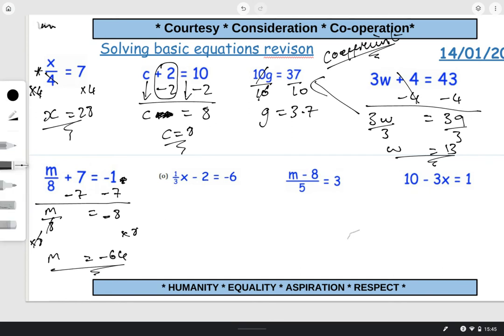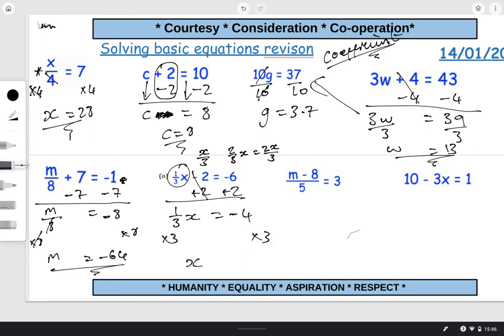Okay, next one. So I have a third x minus 2 equals minus 6. Now this a third x is the same as saying x over 3. Okay, so don't get confused. Let's say it was a 2/3 x. That's the same as saying 2x over 3. Okay, so for this one, deal with the minus 2 first. So plus 2 on both sides. So I end up with a third x equals minus 4. Then I just need to times by 3 on both sides to get x on its own, because a third times 3 is 1, x equals negative 12.